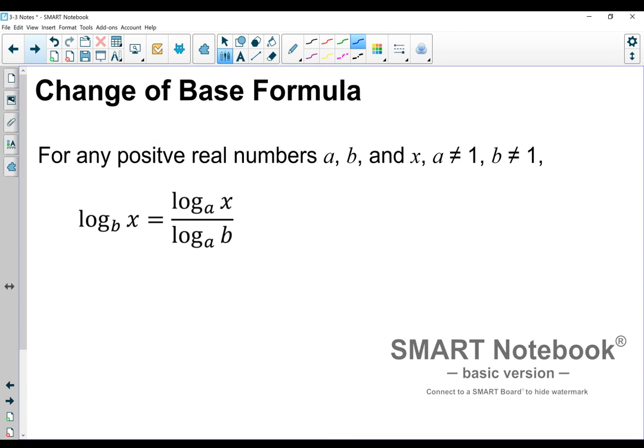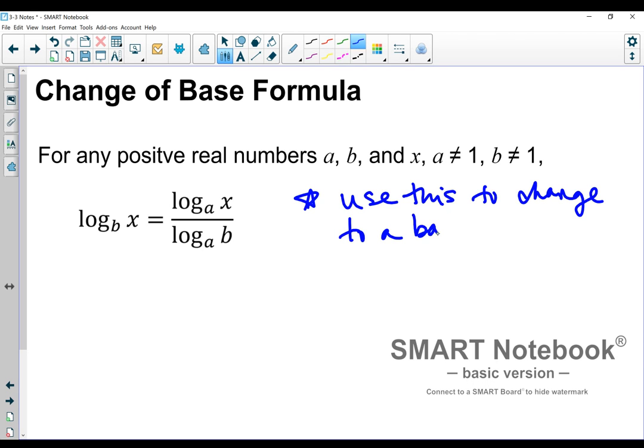We now have a formula for change of base. So we know that we have base 10 and we have base e, natural log, on our calculators. But sometimes we are given different bases and we need to be able to evaluate them as well. So we are going to use this to change to a base that we can use a calculator for. So use this to change to a base, and we would say either 10 or e, that we have a calculator for.